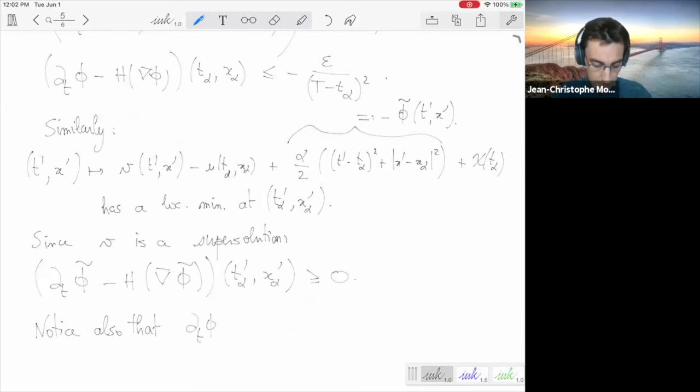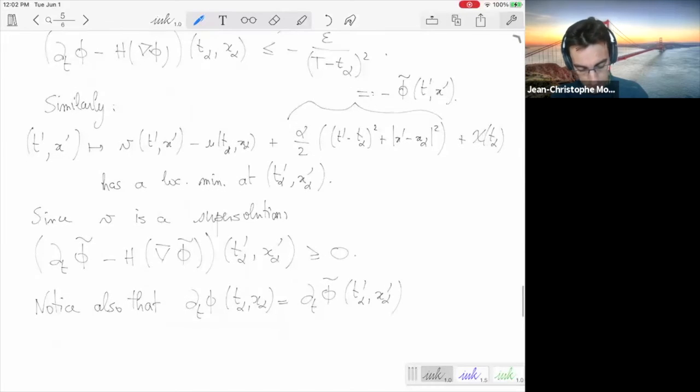Partial t phi at t alpha, x alpha is equal to partial t phi tilde at t alpha prime, x alpha prime. And similarly for the gradients. This is by symmetry of this function. The fact that we build this function as being symmetric functions of the difference is responsible for this property.